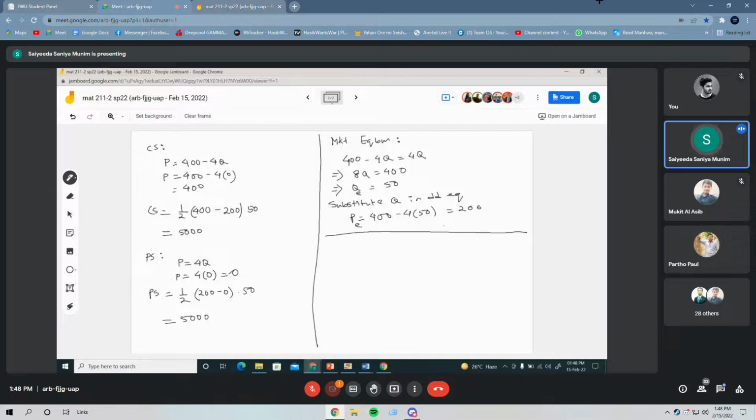To find these prices, to find this price and this price, you have to put Q equals 0 in the respective equation. For consumer surplus, you put Q equals 0 in the demand equation. For producer surplus, you put Q equals 0 in the supply equation.